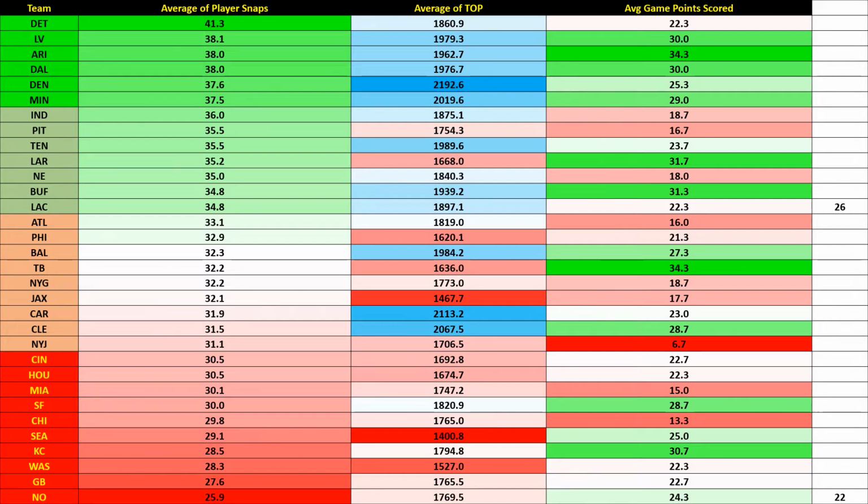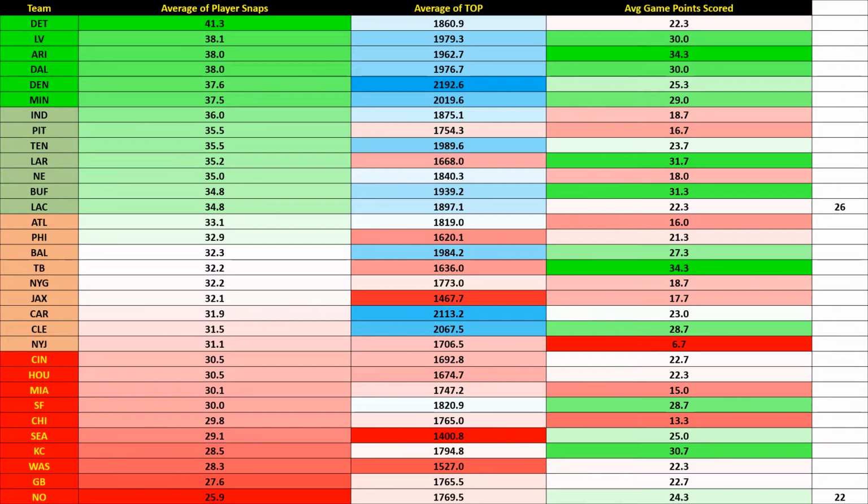So you're saying, well, how does that affect some of my decisions? Well, it usually means that the depth on, say, wide receivers or running backs or tight ends is probably not going to pay you as much as the depth in the teams that are generating a lot of offensive time and player snaps on average.